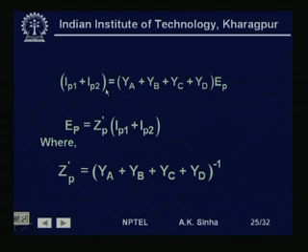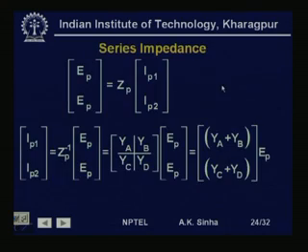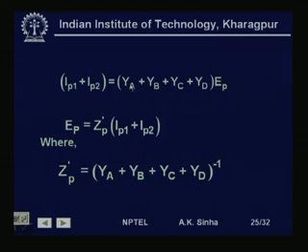So, now if we add the two currents IP1 and IP2, then we get IP1 plus IP2 is equal to YA plus YB plus YC plus YD into EP. That is, from here, IP1 is equal to YA plus YB into EP and IP2 is equal to YC plus YD into EP. So, if we add them, we get IP1 plus IP2 is equal to YA plus YB plus YC plus YD into EP, and this equation we can again solve for EP.